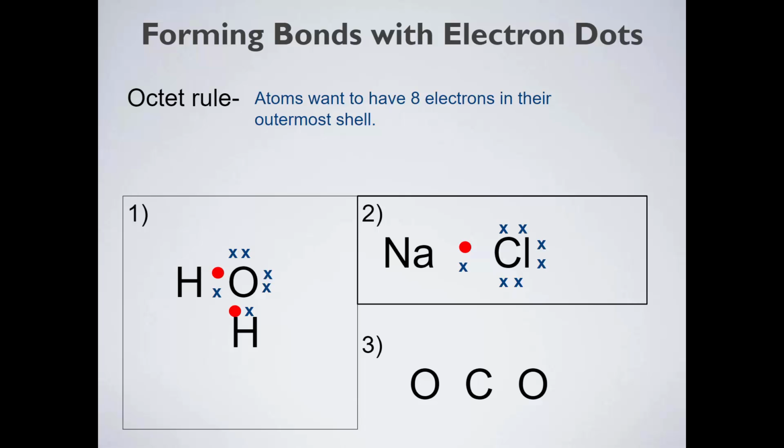Carbon and oxygen. Carbon has 4 electrons. Oxygen? 6. They're sharing again. How many does this oxygen have? 8. How many does this oxygen have? How many does this have? It has 4, but it's also sharing these 2 with oxygen. Okay? Yeah, sometimes they give them away, sometimes they share them.